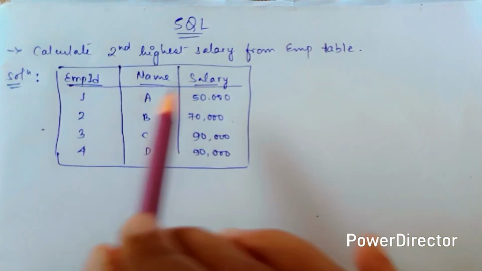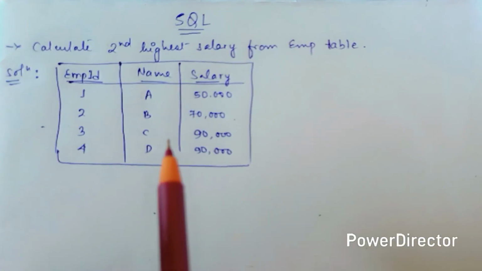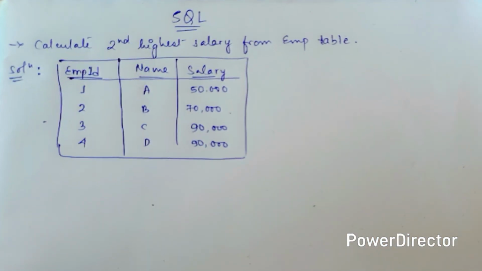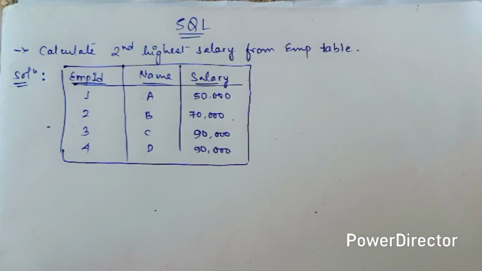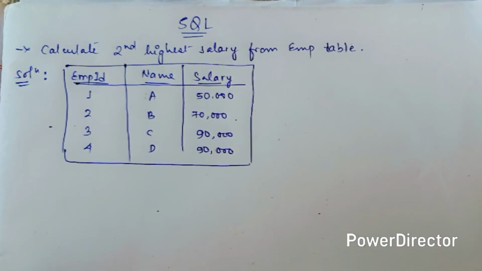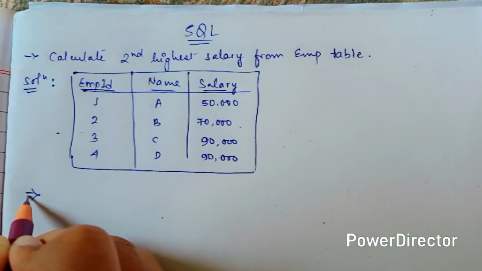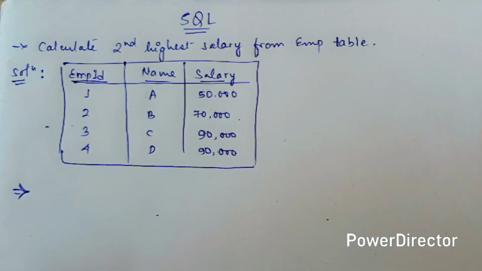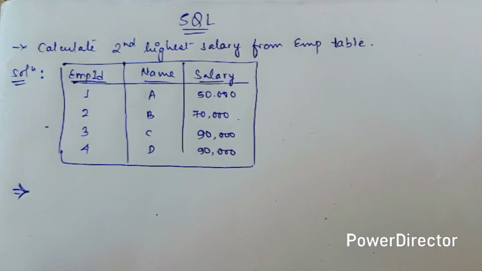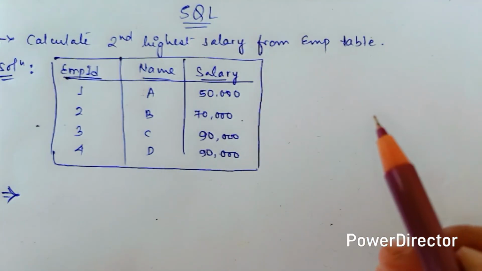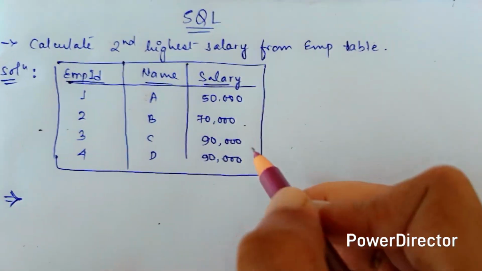So basically there is a table. We need to find the second highest salary from the table. For that we are going to use some function which is important to calculate the second highest salary. First of all, we notice which is the highest in this table. Here in this example the highest salary is 90,000.